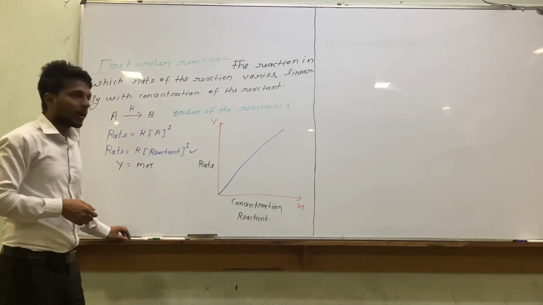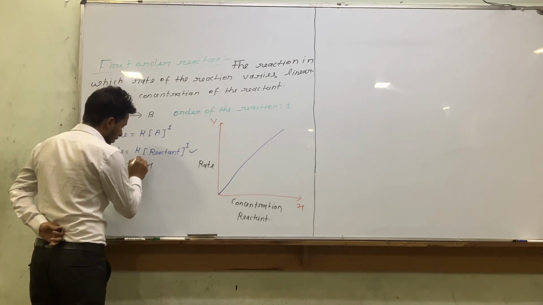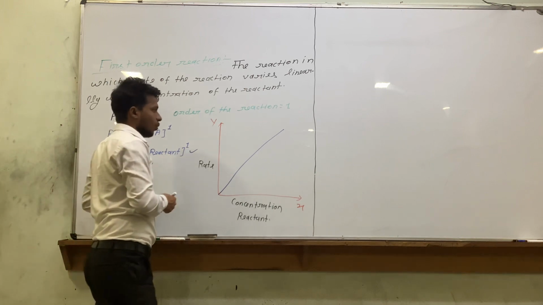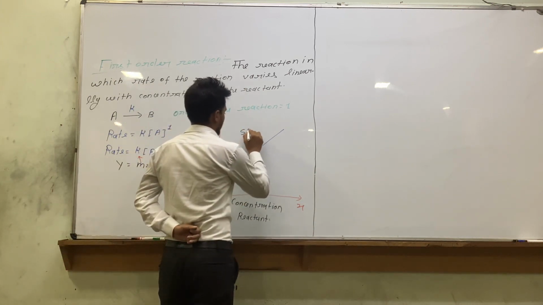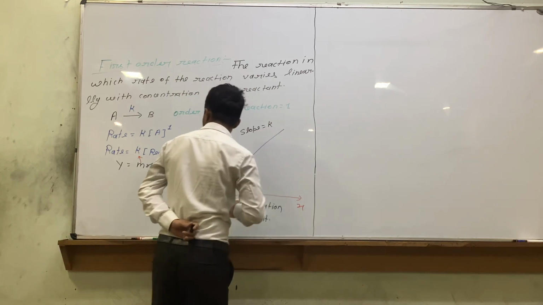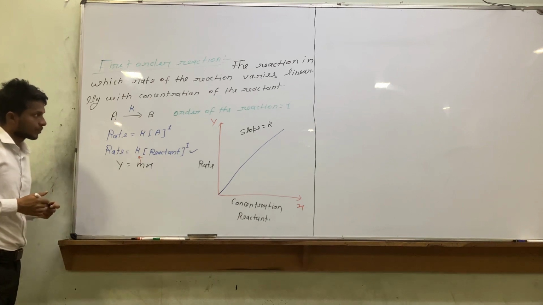And what is the slope of this curve? Slope means value of m, and value of m is equal to k. So the slope of this curve is equal to k.